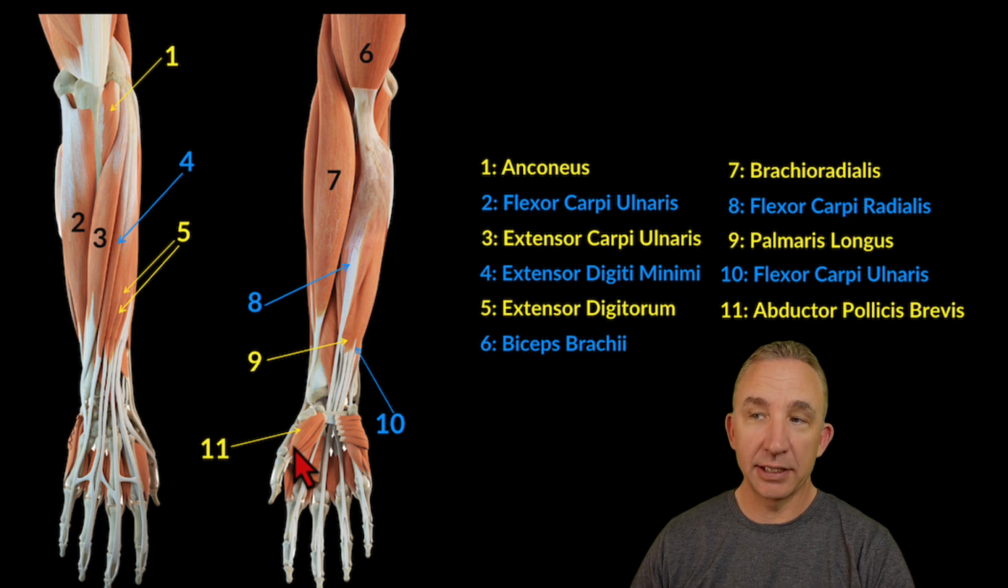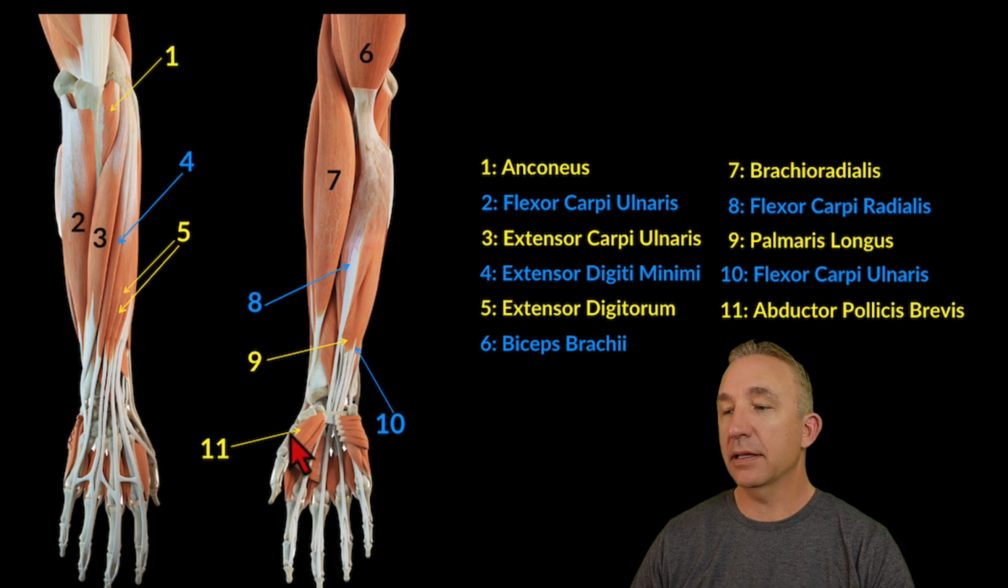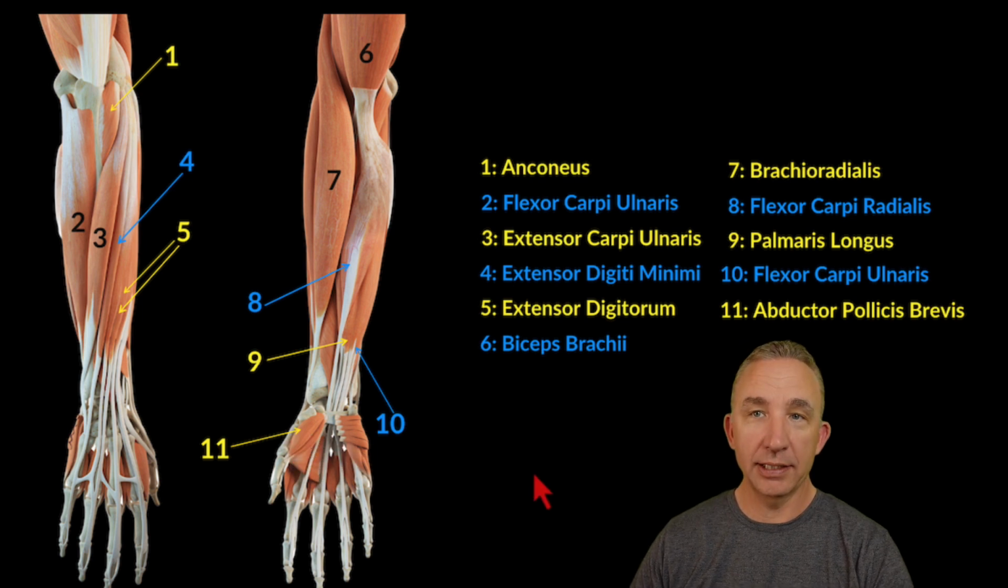And then I just added this one. A lot of muscles will show abductor pollicis brevis. Now let's look at the actual OIAs for this.